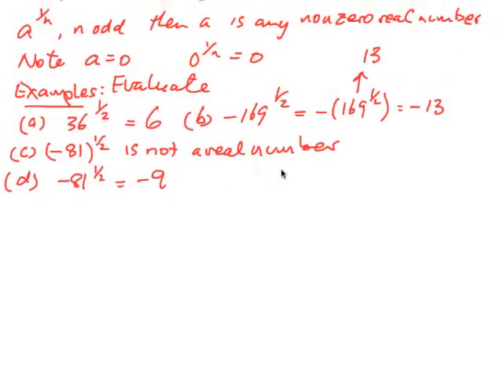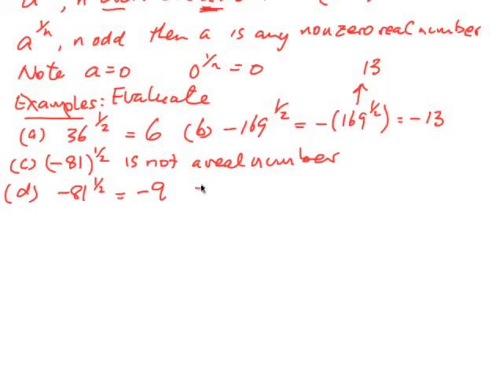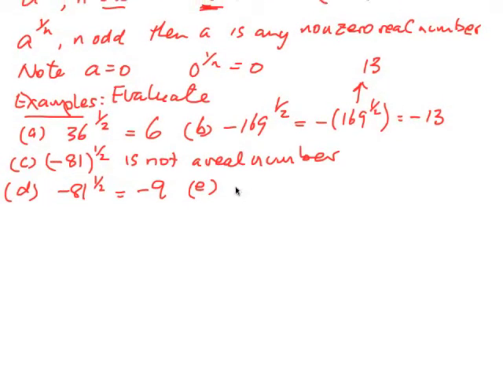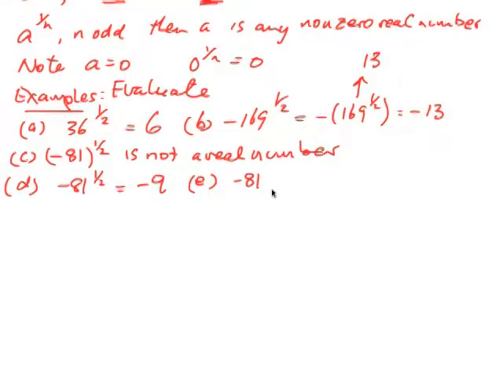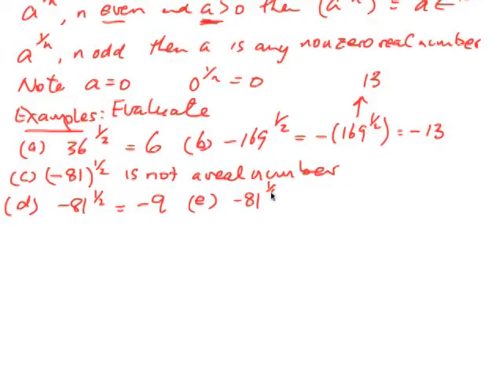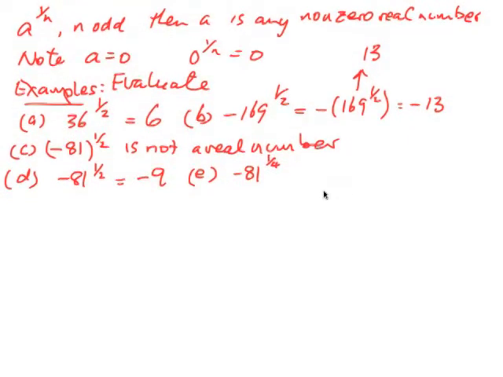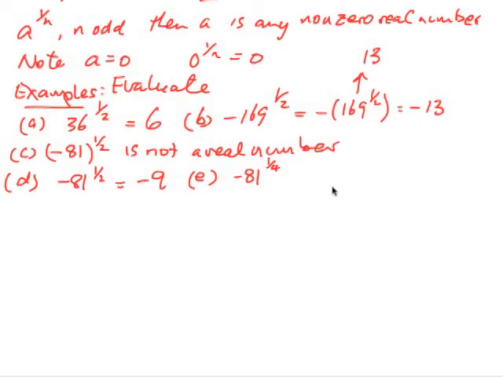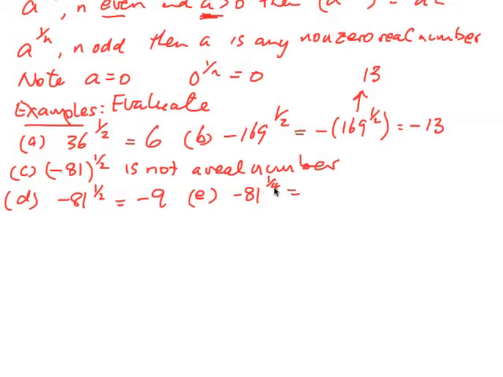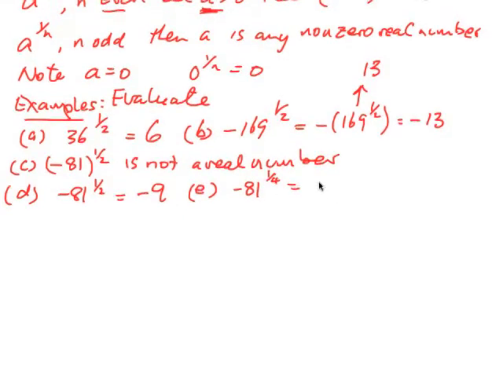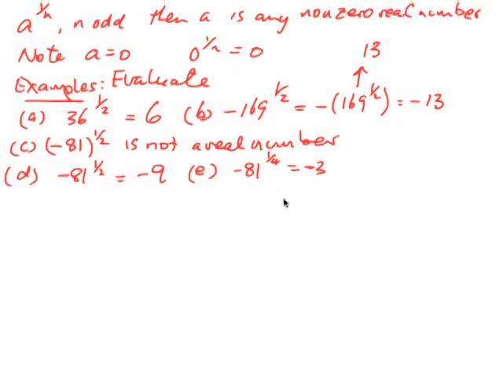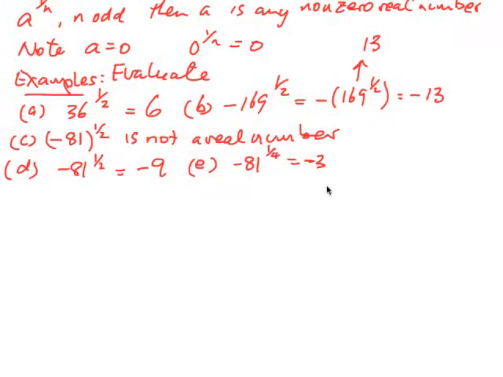Now what if I had negative 81 to the quarter? Well, this means we're finding the fourth principal root of 81, which of course is 3, and we'd have a negative in front. So we'd get negative 3.